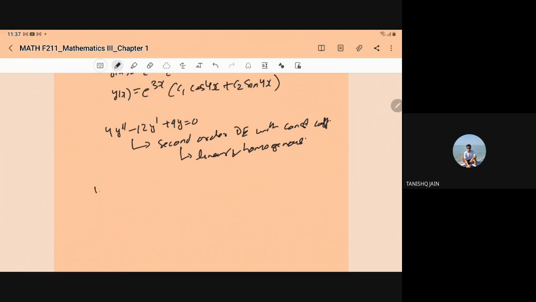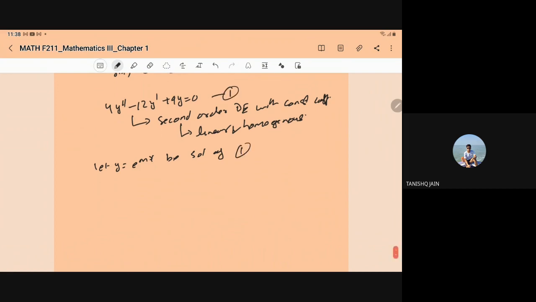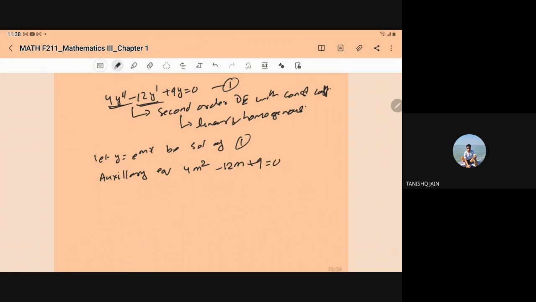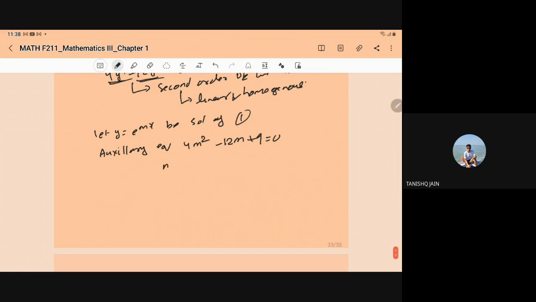So let y is equal to e to power mx be a solution of it. So the auxiliary equation, either you do it completely or directly you can write. The auxiliary equation will come 4m square minus 12m plus 9 is equal to 0. That will be your auxiliary equation. So what is the value of m?